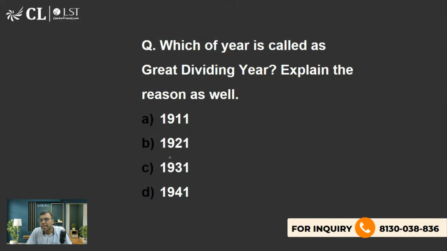So let's talk about the next question. Which of the following is called the Great Dividing Year? Explain the reason as well. Ashoka for 21 years. Chanakya. The right answer, what is the right answer? 1921. Why? Reason ही बताइए.